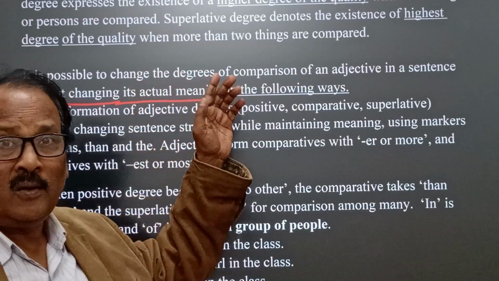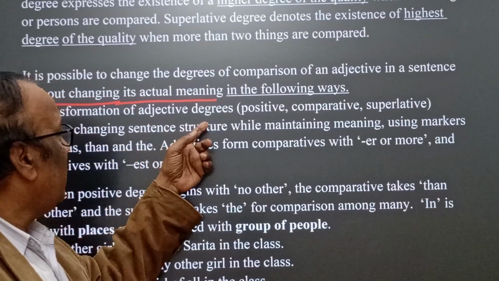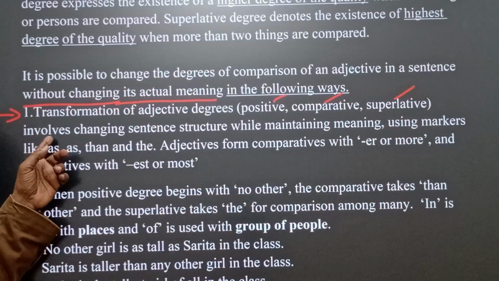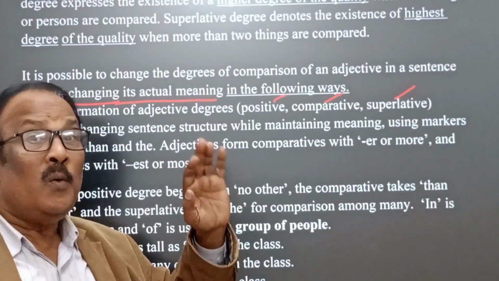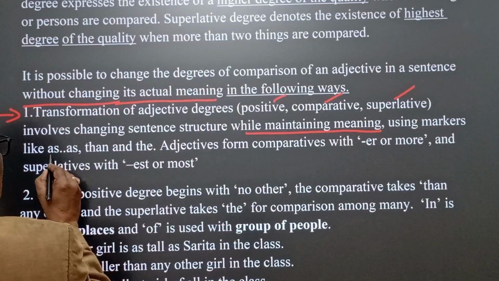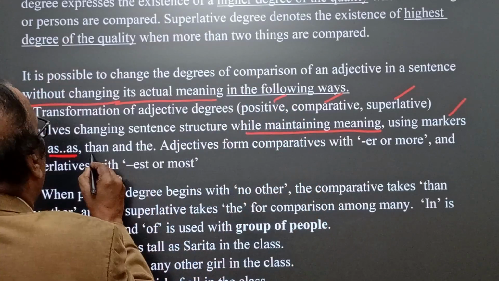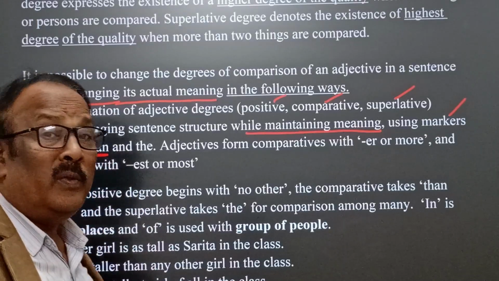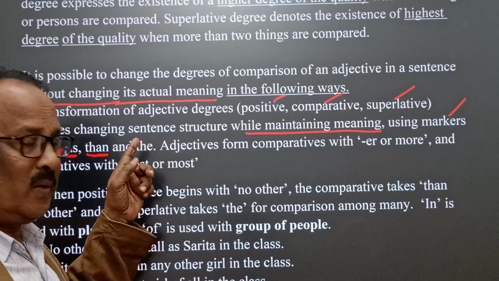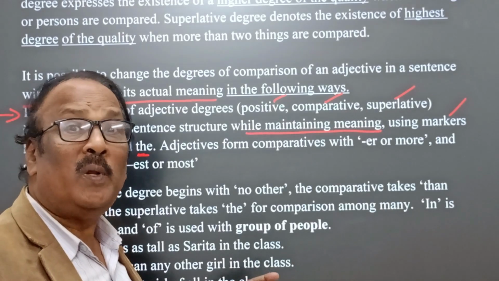This is important. Point 1: transformation of adjective degrees, that is positive, comparative and superlative, involves changing sentence structure without changing the meaning, using markers like as, that is, as plus adjective plus as. Another marker is than, which is used in the comparative degree of adjectives. And the is generally used before the adjective of superlative degree.